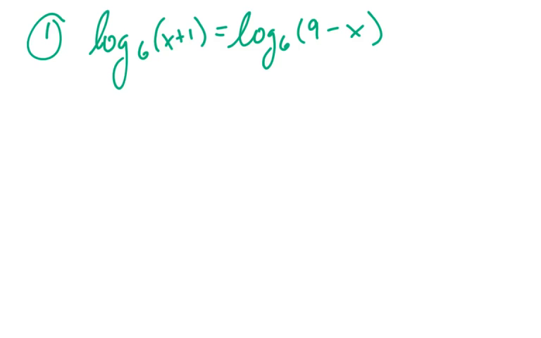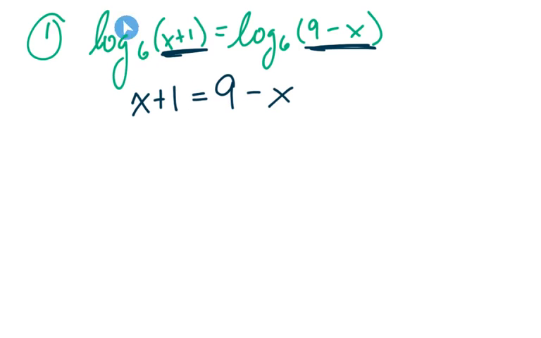The reason for this is if we have the log of something equals the log of something else, those two somethings must equal each other. That's the only rational option here, is if x plus 1 is equal to 9 minus x. And then when the logs happen, they're really just doing the log of the same thing.